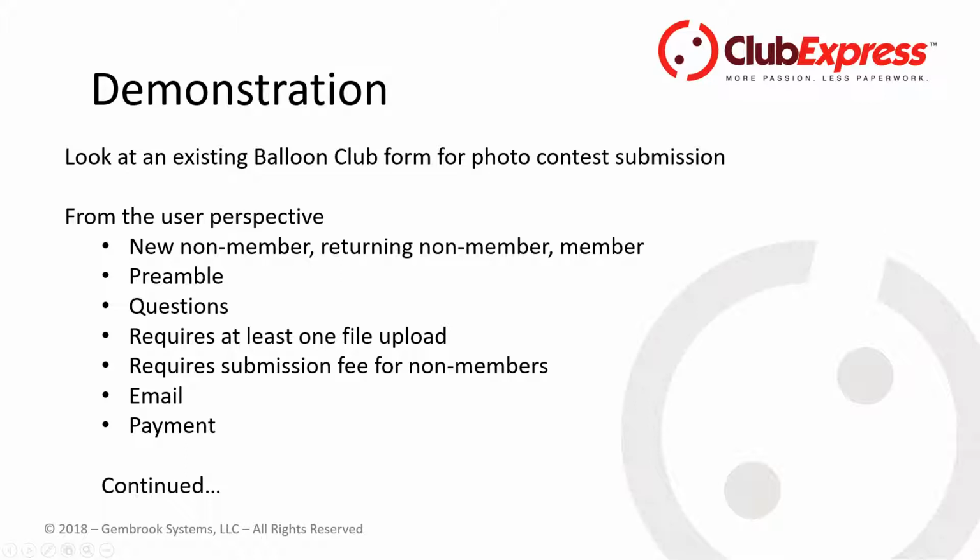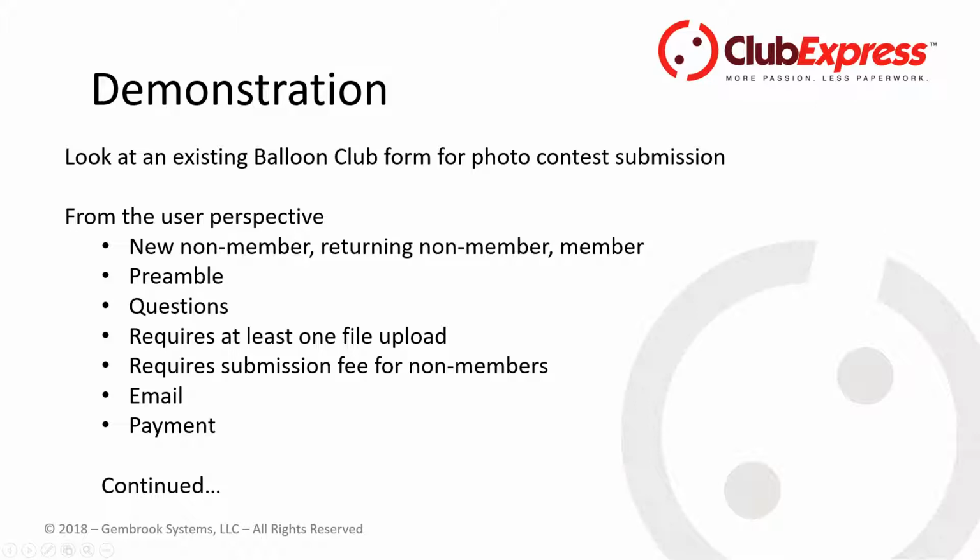So we're hopefully going to cover a lot of ground today because I'm going to look at ad hoc forms from two different points of view. One is from the user point of view. And we're going to try to see what happens when a non-member tries to get to the form, a returning non-member, someone that's already maybe attended an event, or a member tries to get to a form. The interface that's presented to them is going to be a little different depending on what they're doing.